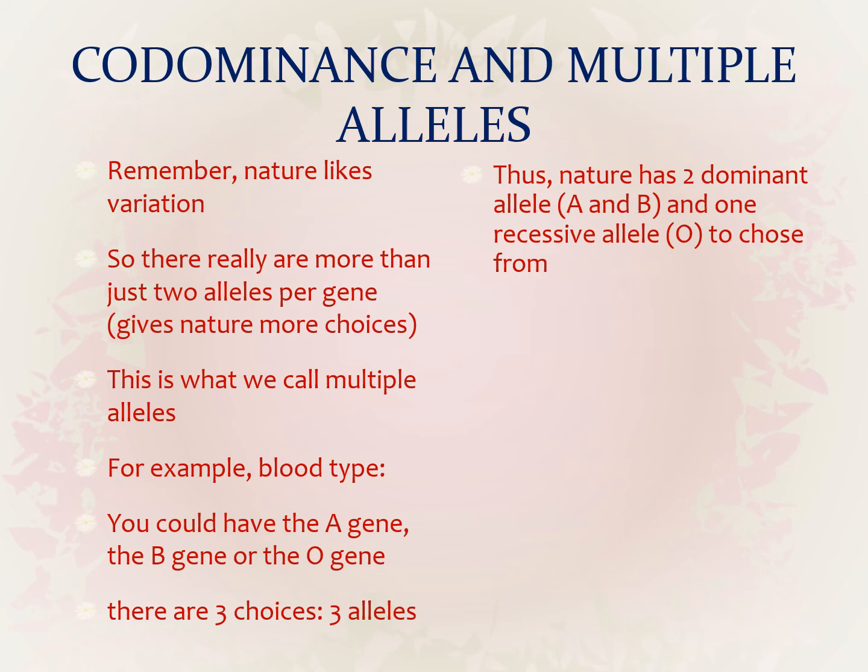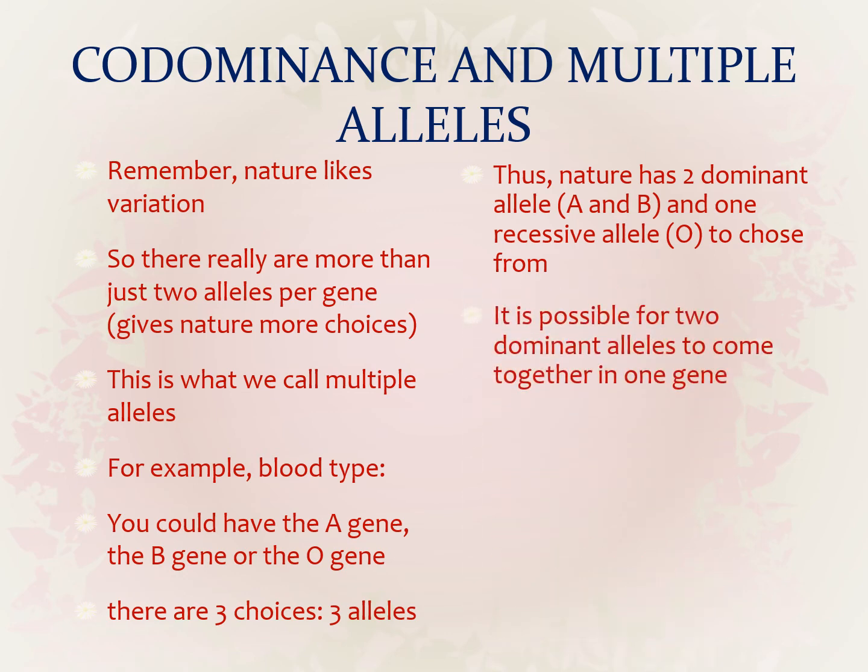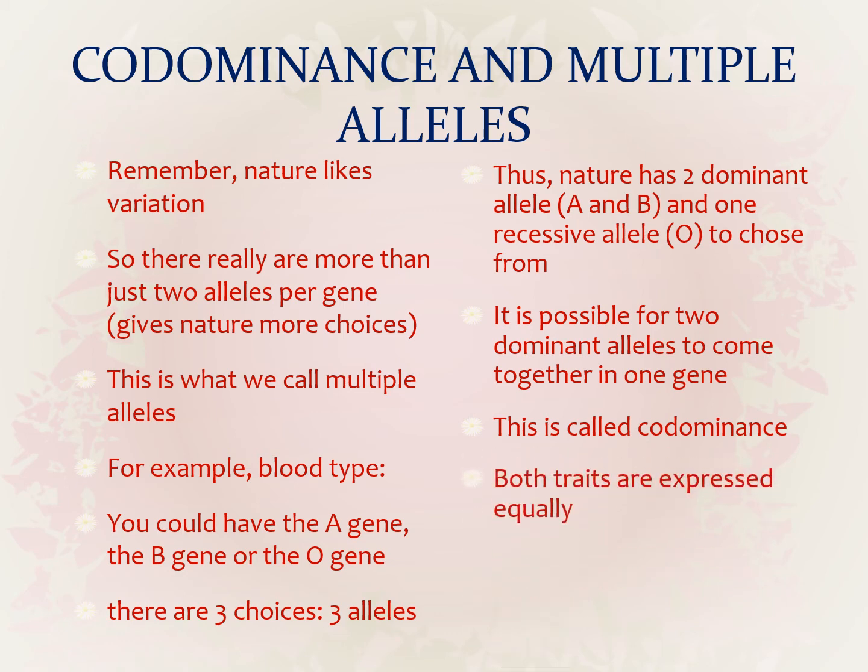Well, nature has 2 dominant alleles, the A and B, and 1 recessive, the O or the 0, to choose from. It is possible for 2 dominant alleles to come together in 1 gene. And this is what gives us our AB blood type, and this is what's called codominance. So people with AB blood have both of the 2 special lipid/sugars, proteins, on the surface of their red blood cell. And both traits will be expressed equally.